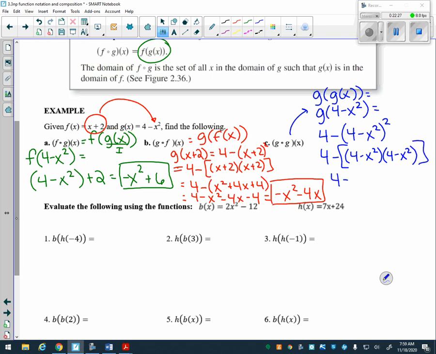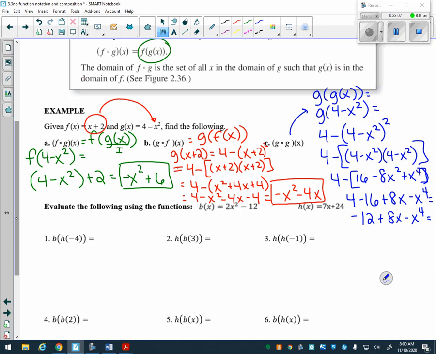Okay, we take care of the brackets first. So we end up getting 16 minus 8x squared plus x to the 4th. We want to distribute the negative sign. So 4 minus 16 plus 8x squared minus x to the 4th. And we rewrite and combine like terms. We write it from highest exponent. Okay, so we end up getting negative 12 plus 8x squared minus x to the 4th.